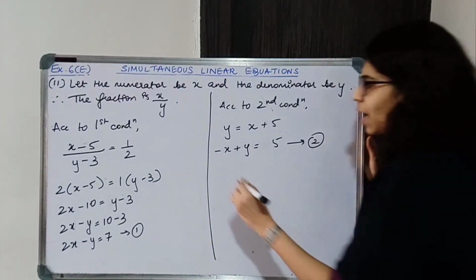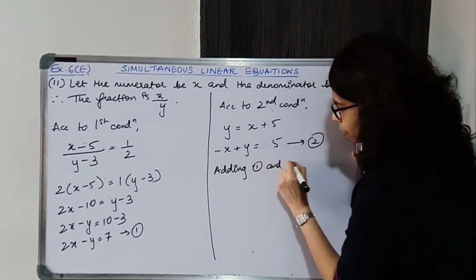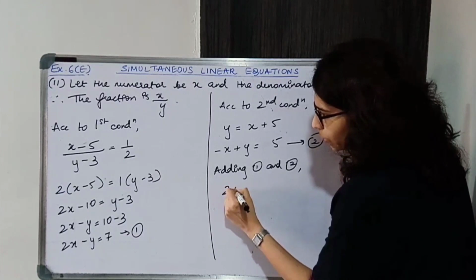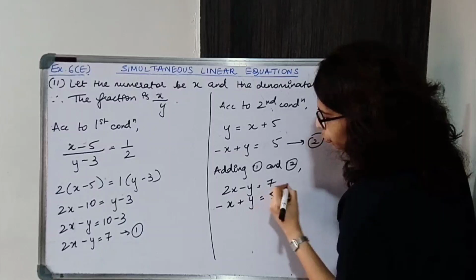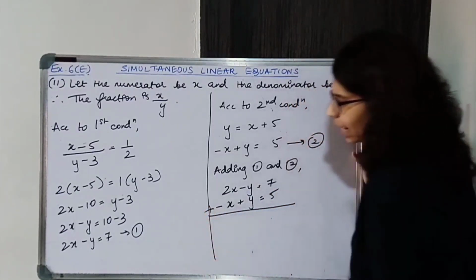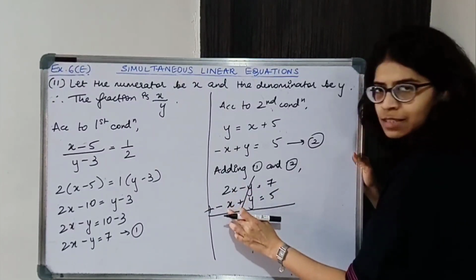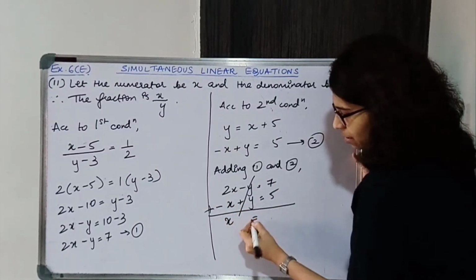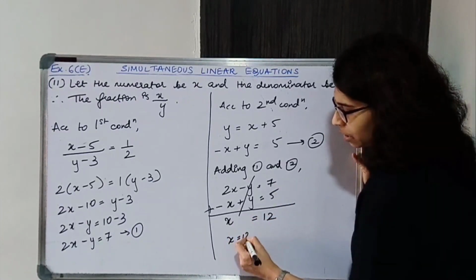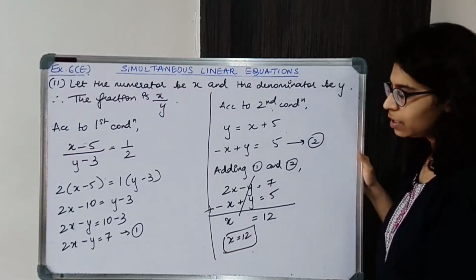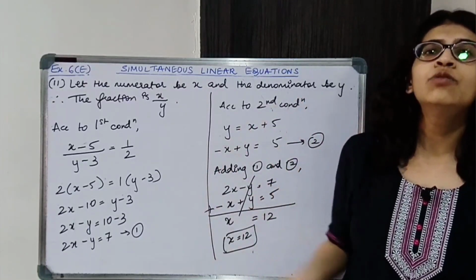Okay, so adding 1 and 2, 2x minus y is equal to 7 and minus x plus y is equal to 5. We'll add this. So minus y plus y cancel हो जाएगा. 2x minus x, that gives x, and 7 plus 5 gives 12. So x का value क्या मिला? 12 मिला. Okay, we will substitute this in either 1 or 2 and find the value of y.